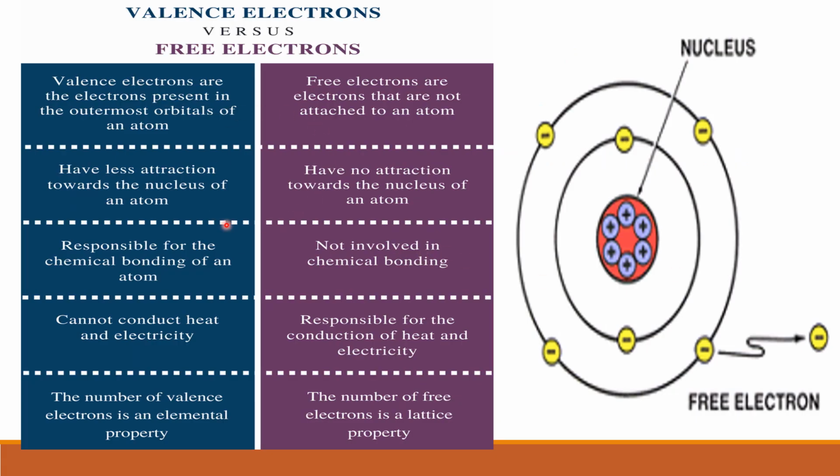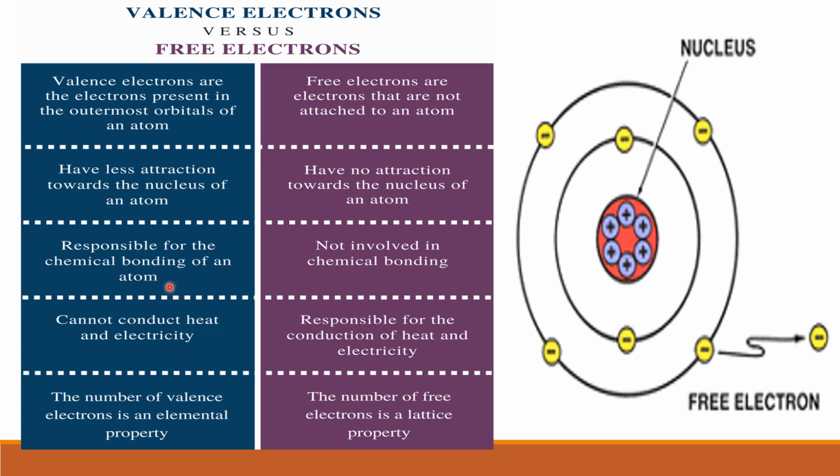So here this picture shows you the difference between valence electrons and the free electrons. So valence electrons are the electrons present in the outermost orbit. Whereas free electrons are the electrons which are not attached to an atom. They are detached from the orbit. The valence electrons will have a less attraction towards the nucleus, whereas the free electrons will not have any attraction towards the nucleus of the atom.